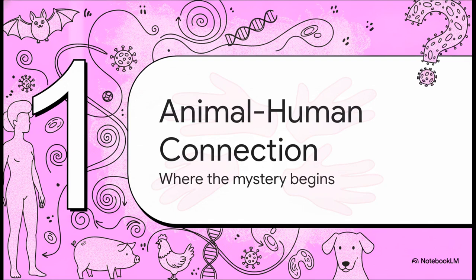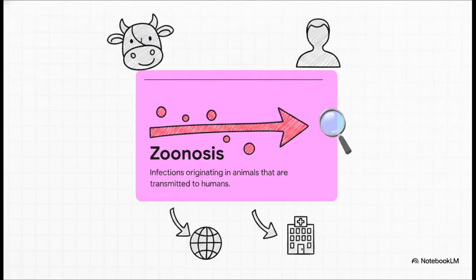Let's kick things off with Section 1, the animal-human connection. This is really where the whole mystery begins. You know, we kind of tend to think of ourselves as being totally separate from nature. But biologically, we share this massive, invisible landscape with animals. And that brings us to a crucial definition you need to know: zoonosis. Put simply, these are infections that originate in animals and are transmitted to humans, either directly or indirectly. It's a simple arrow from animal to human.